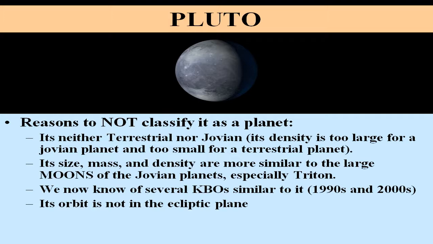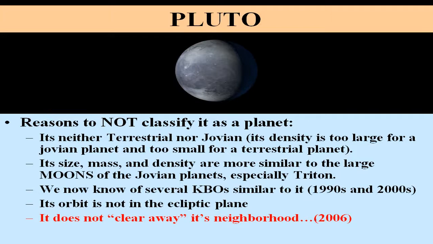Pluto is not in the ecliptic plane, so it does not obey orbits like the other planets do. And here's the kicker. In 2006, a planet was defined as something that clears away its neighborhood so that there aren't other planets nearby. Pluto does not clear away its neighborhood. It's got these other objects nearby it, these other Kuiper belt objects nearby. So it doesn't clear away its neighborhood. It's not a planet with that definition.